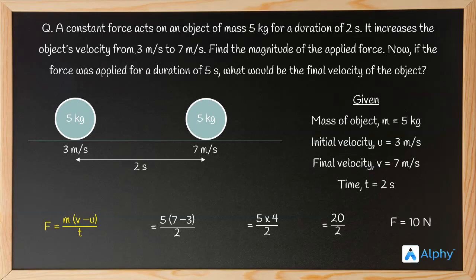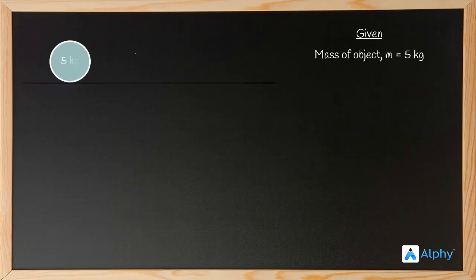Now that we have found the force, let's read the second part of the question. It needs us to find the final velocity of the object if the force has been applied for 5 seconds. We have found the force, but this time we have to find v. Again, let's review what is given. Mass of the object remains the same, which is 5 kg.